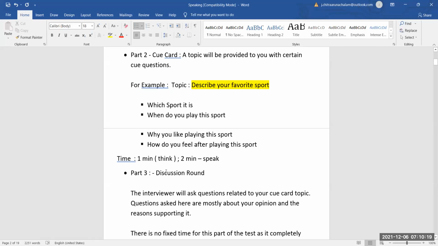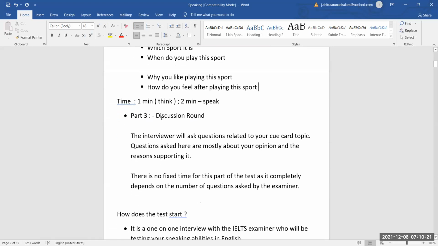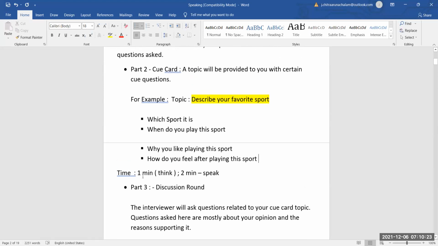We'll be starting with the cue card topic tomorrow. For the cue card topic, you have 1 minute of preparation time. Only in part 2 do you have preparation time, 1 minute. It's very important to make full use of that 1 minute, okay? And you're supposed to speak for a complete 2 minutes.